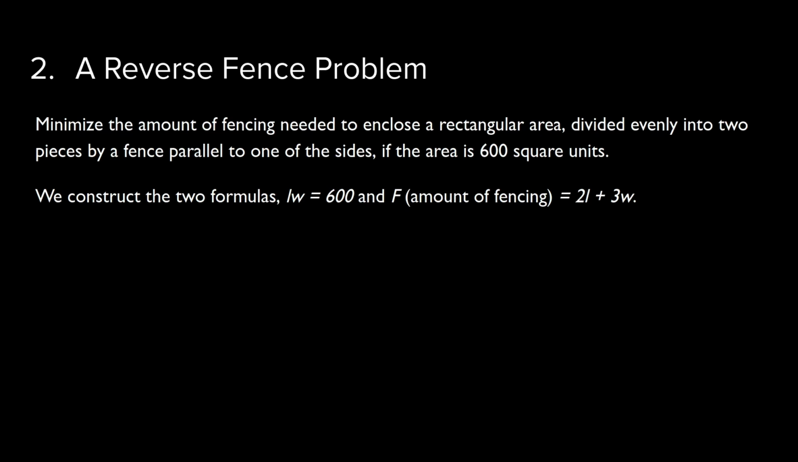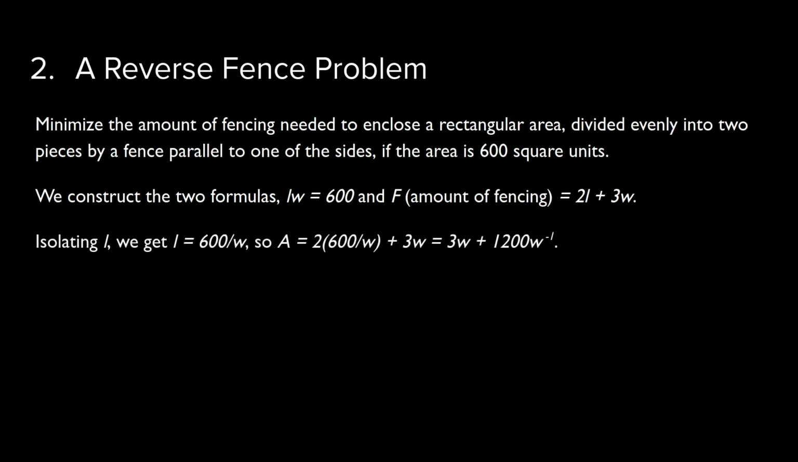So now we're trying to minimize F. So again, we isolate one of the variables, which in this case we can isolate L, but it doesn't matter which one. So L is 600 over W, or 600 times W to the minus 1. So then we plug this into our, sorry, this is supposed to say fencing equation. But yeah, fencing is equal to 2 times 600 over W plus 3W.